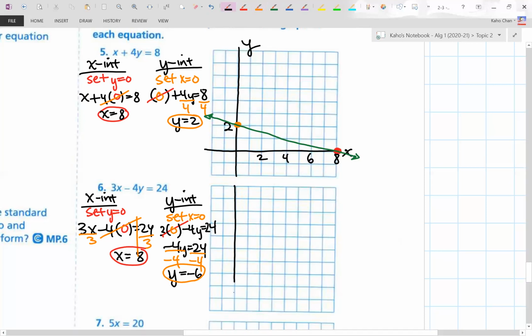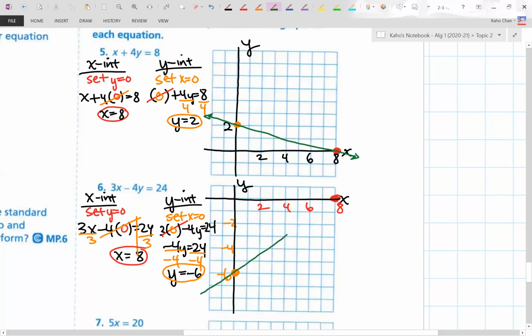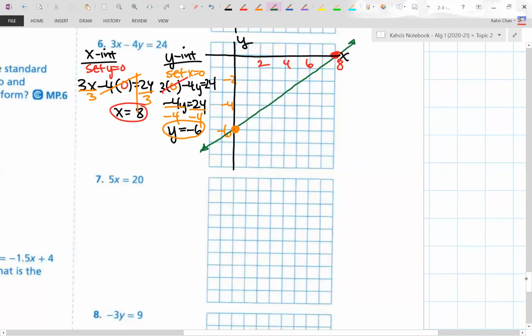Let's give ourselves some more room here into the fourth quadrant and plot those two. Positive 8 again, right? 2, 4, 6, 8. And negative 6, this time way down there. Bam. Connect those two dots. Wow, that was not the best line ever. Try it again. All right, much better. Yay. All right. A couple more problems for the day. Any questions about number 6?